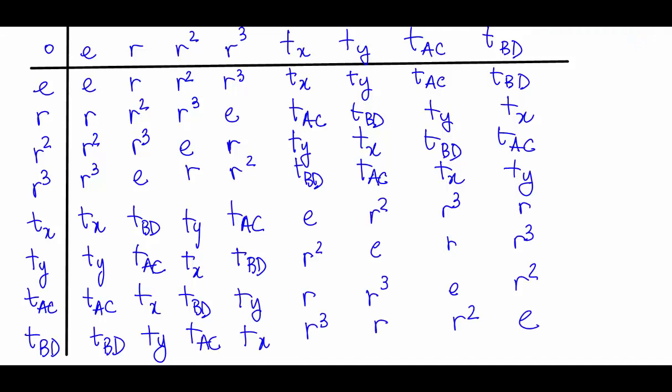And you can see that you can fill the entire table by playing the same game that I've shown you. And you can see that you get nothing new by taking any combination of the 8 basic symmetries that I've shown you earlier. Right? So that's it. We have proved that the set of all symmetries of a square consists of the elements E, R, R square, R cube, TX, TY, TAC, and TBD.